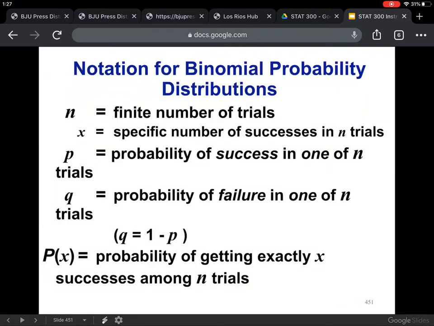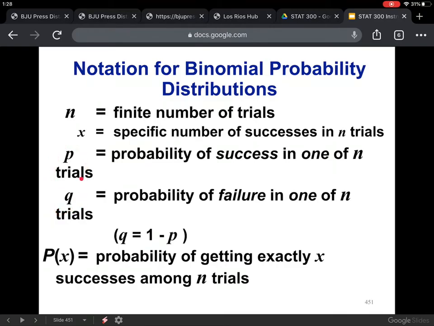Okay, variables. There is a formula for this binomial probability distribution. N stands for the finite number of trials. X stands for the specific number of successes in the N trials. P stands for the probability of a success. Q stands for the probability of a failure. And note that because there are only two outcomes, 100% of the probability is distributed to these two outcomes.